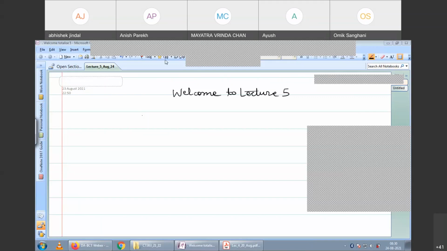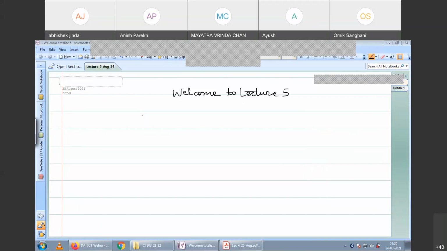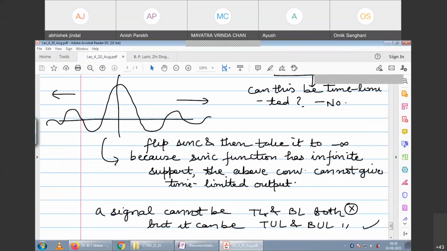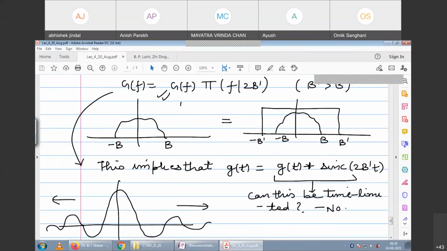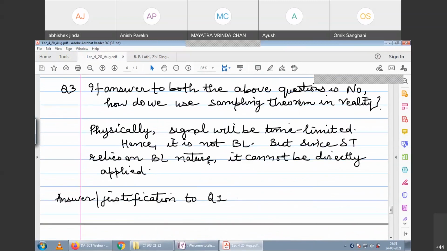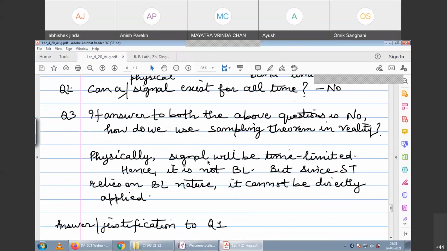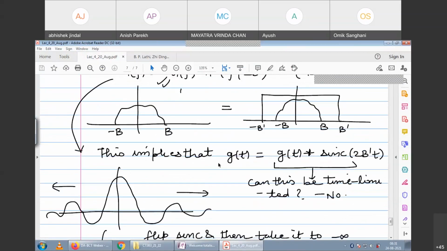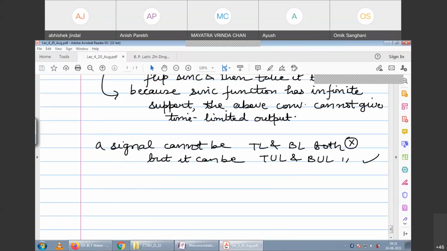So today, let us start from the point where we left. I think I shared this PDF file with all of you through the Google Class Drive, and we were on this point: if the signal is time limited, then it cannot be band limited, and if the signal is band limited, then it cannot be time limited. So this was the TL and BL thing. A signal cannot be both time limited and band limited. But yes, it can be time unlimited and band unlimited. So we stopped at this point.